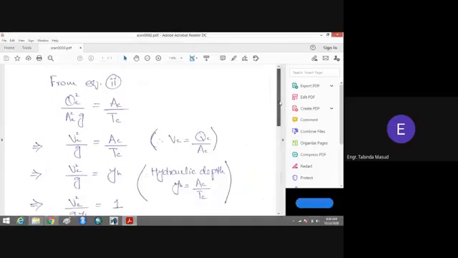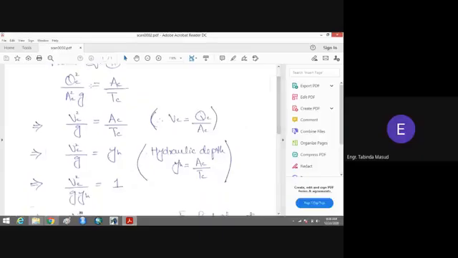Okay, from this equation number 2, we can further simplify the equation, and we have got this term: square of VC by G is equal to AC by TC. We know that this AC by TC, that is area of the flow divided by top width of the flow, is equal to the hydraulic depth. Remember that hydraulic depth is known as the area of the flow divided by top width of the flow.